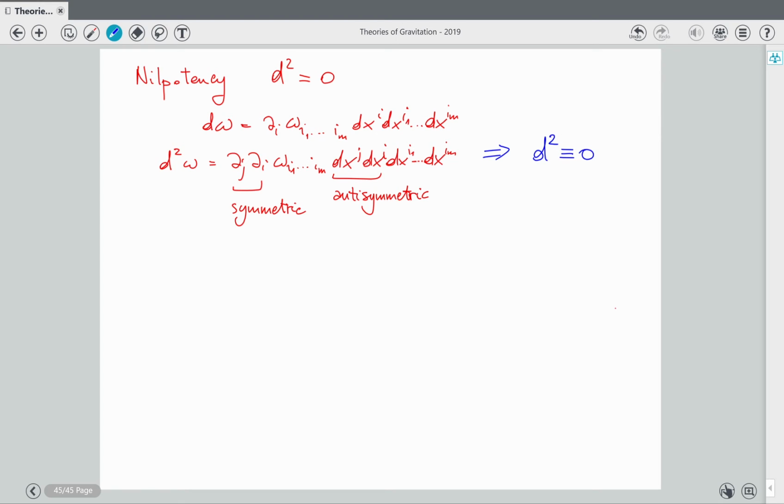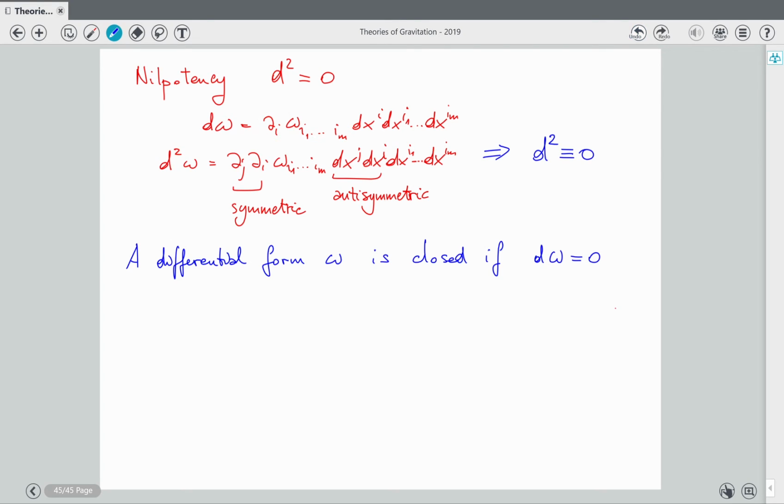This differential form omega is closed if d omega is zero. If its exterior derivative is zero, the form is said to be closed. Locally, it means that d omega is 0, so this object must be identically 0.